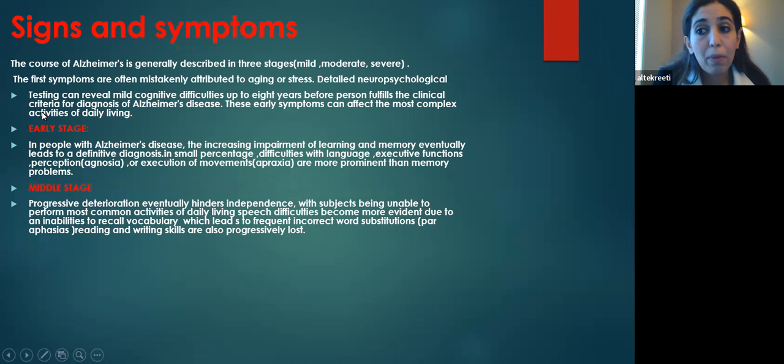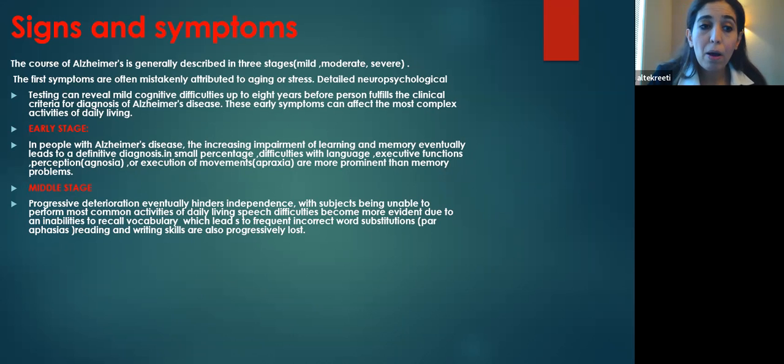So we're going to talk about the signs and symptoms of Alzheimer's. The course of Alzheimer's is generally described in 3 stages: mild, moderate, and severe. The first symptoms are often mistaken by the patient as related to aging and stress. After that, neuropsychological testing can reveal mild cognitive difficulties, which take about 8 years before the person fulfills the clinical criteria for the diagnosis of Alzheimer's.